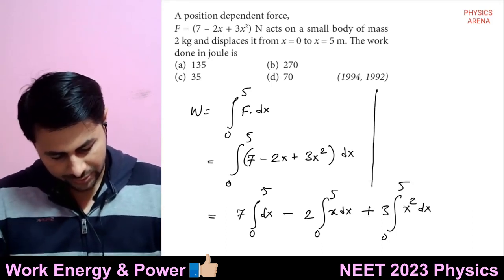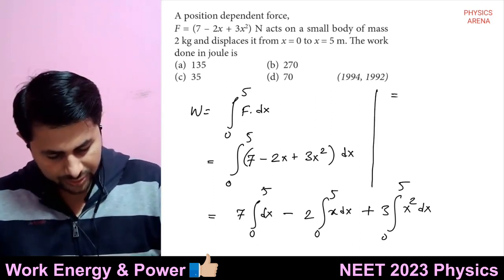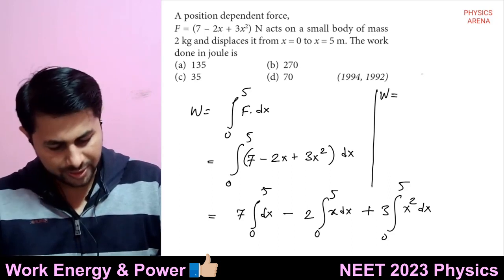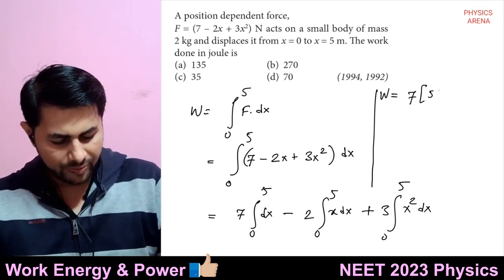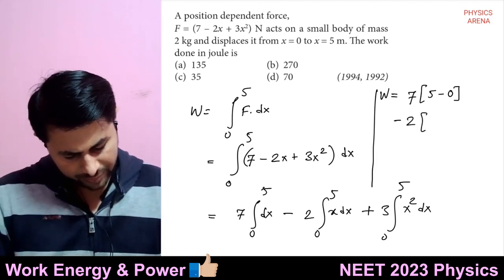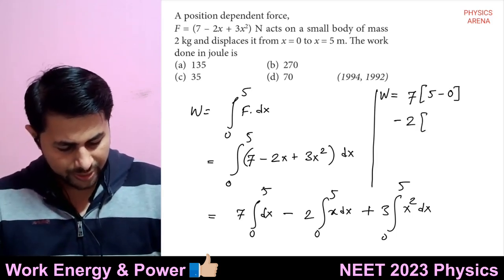All right, so work done is equal to, the integral of dx is x, 5 minus 0. So 7 multiplied by 5 minus 0 minus 2 multiplied by, it is x square upon 2.